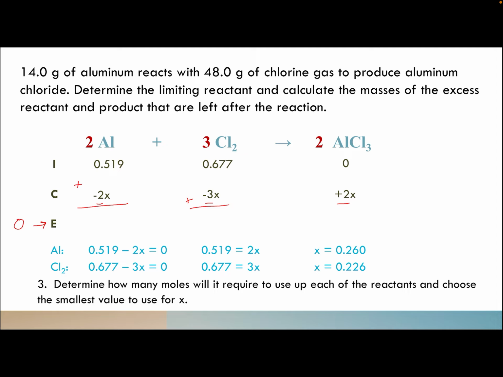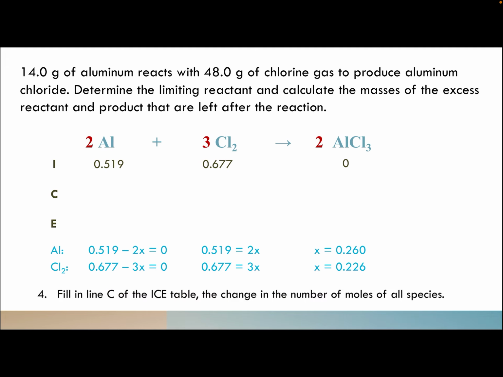And again, we're always looking for the one that gives us the smaller x. So since chlorine gives us the smaller value for x, that is the limiting reagent. That means that all of the chlorine will get used up in the reaction. Then we can plug in 0.226 for all of those x's. So now we have negative 2 times 0.226 and so on and so forth. We just plugged in that value for the x's.